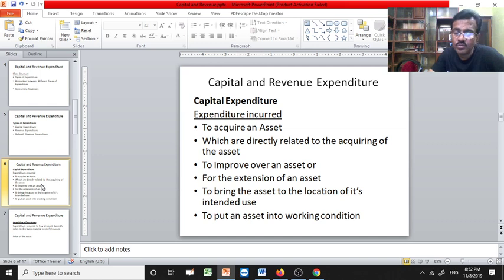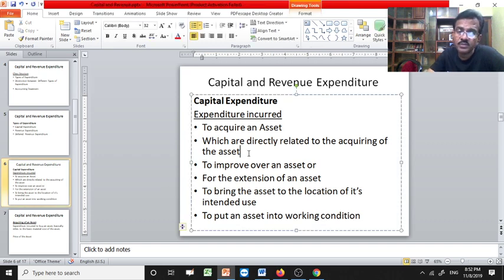In order to buy the asset, to get possession of the asset, to get legal ownership of the asset, you have to incur all these expenses. Okay, so these are the expenses. Next is to improve over an asset.